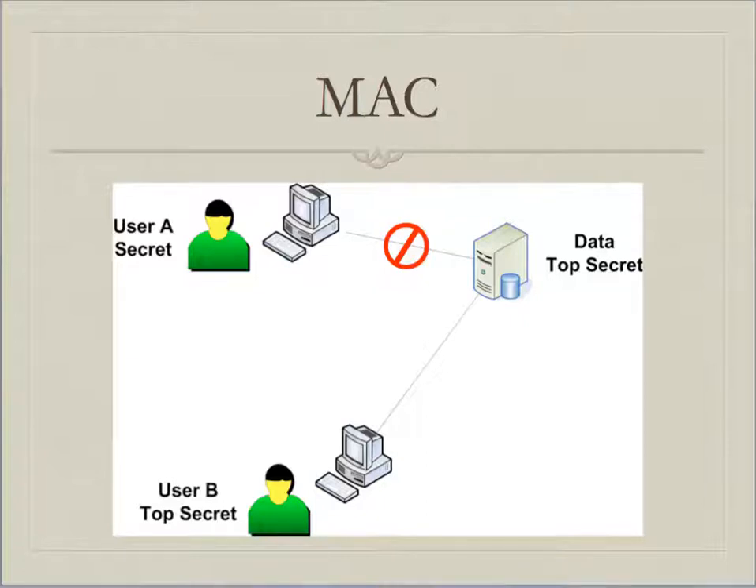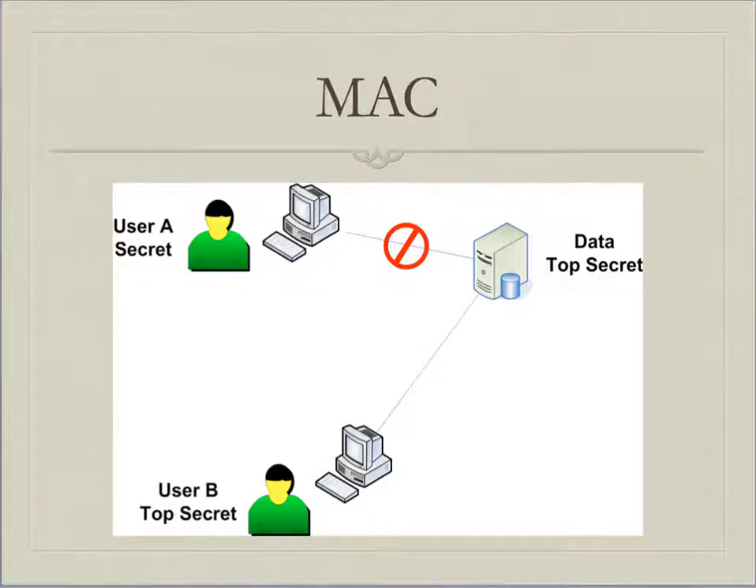This sort of sits on top of role-based access control, because even though the user may be able to access the data based on classification, the user also must have a need to know to be able to access that data. So in our example here, the data is top secret.